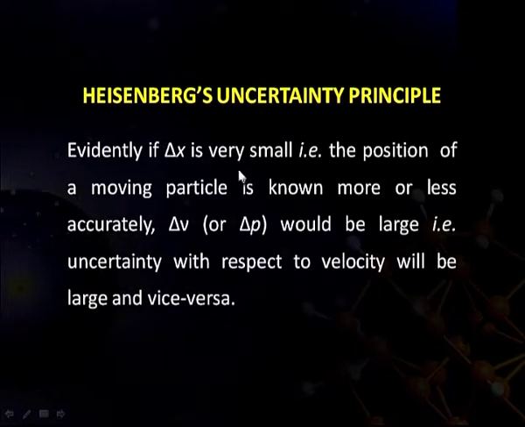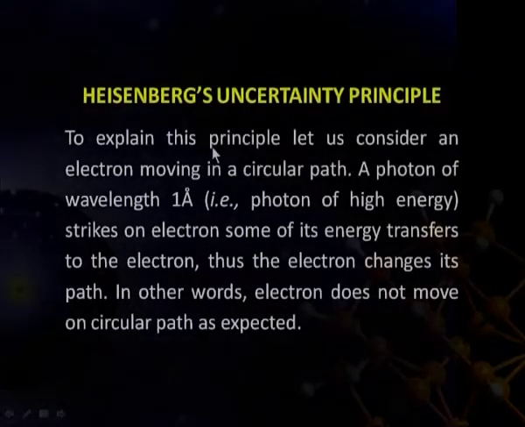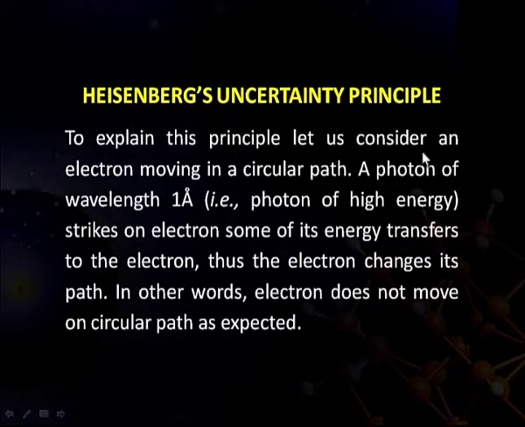Evidently, if delta x is very small, that is the position of a moving particle is known more or less accurately, delta v or delta p would be large, that is uncertainty with respect to velocity will be large and vice versa. To explain this principle, let us consider an electron moving in a circular path.